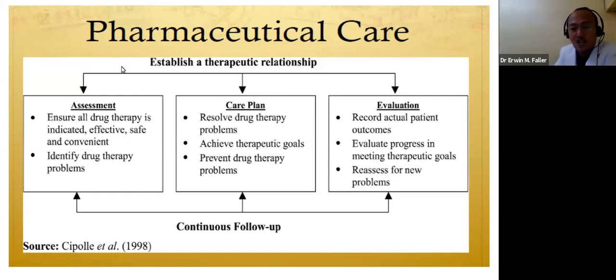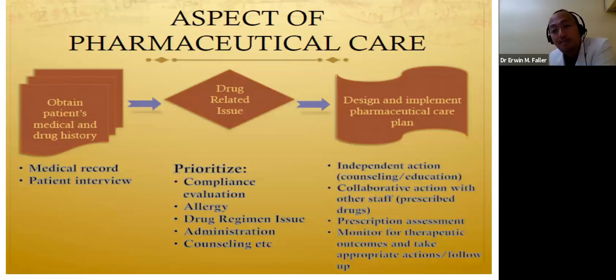Now, as mentioned last time, to be able to get the current data as much as possible, we need to obtain the patient's medical and drug history. For example, in the hospital we have medical records, and in the community setting we also have interviews with our clients or patients before we give certain medication. This is stressed by our new pharmacy law, RA 10918, which requires medication review and medication history.